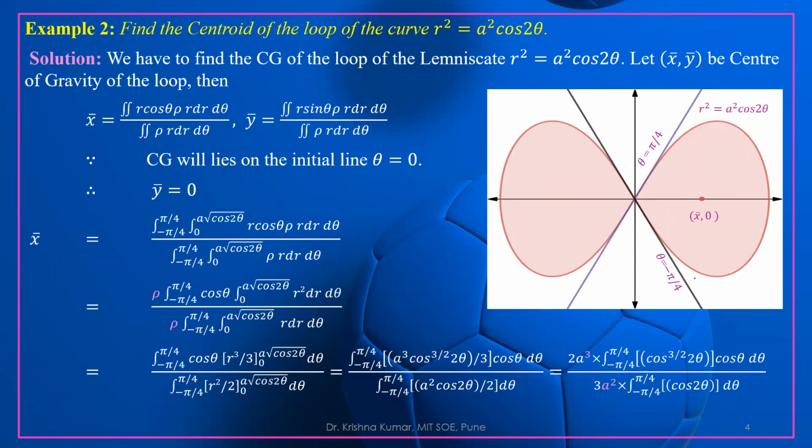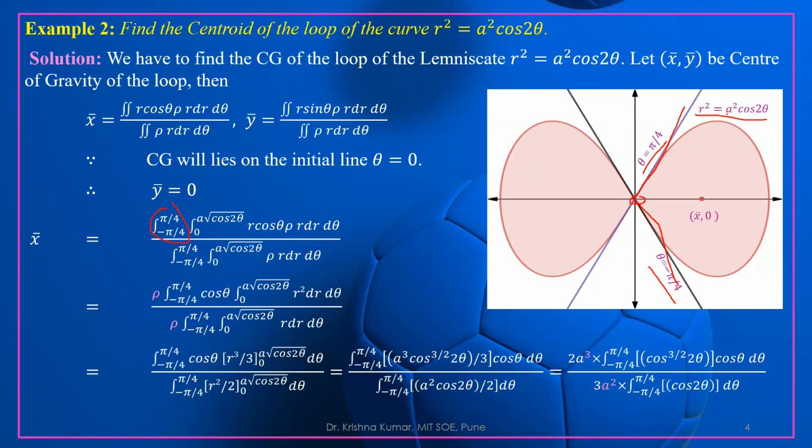So the limit for theta: just look here, this is r, theta equal to pi by 4 and theta equal to minus pi by 4. So theta goes from minus pi by 4 to plus pi by 4. This is the limit of theta. What is the limit of r? The limit of r is 0 to this curve, r square equal to a square cos 2 theta.